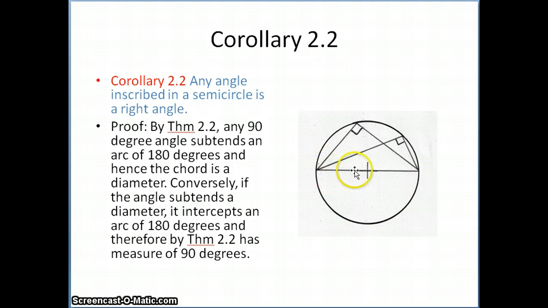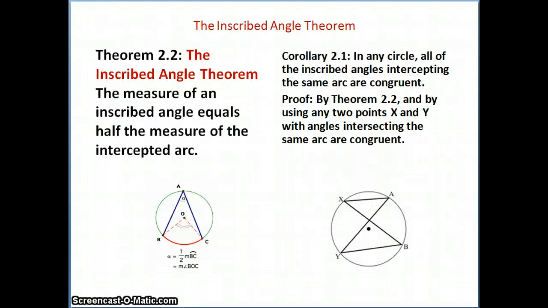So if you join the central angle, what's the central angle? This is the center right here in the middle of this diameter. And this angle is 180 degrees from here to here, so this arc is 180 degrees. If this arc is 180 degrees, the inscribed angle must be half of it, which is 90 degrees. So this can be proved by one of the theorems we proved, theorem 2.2: the measure of an inscribed angle is half of the measure of the intercepted arc.